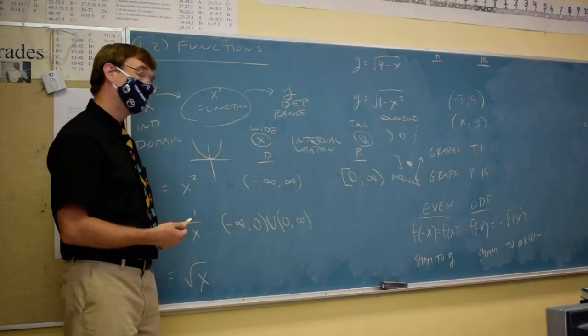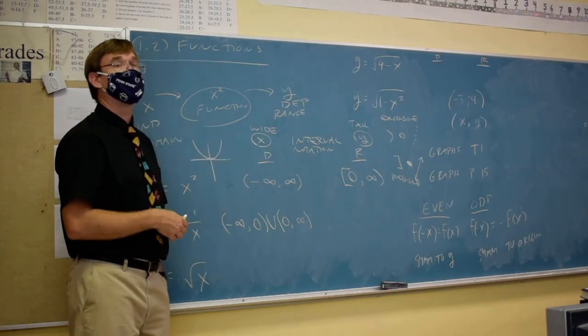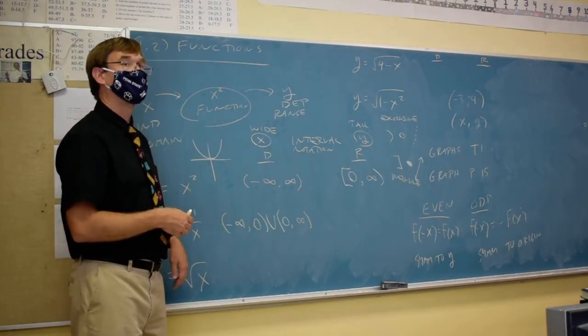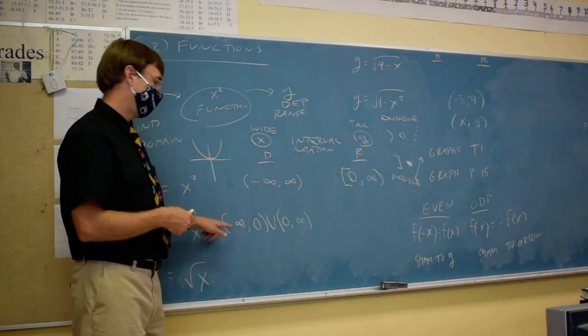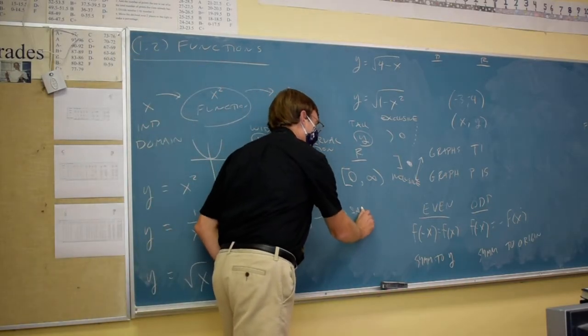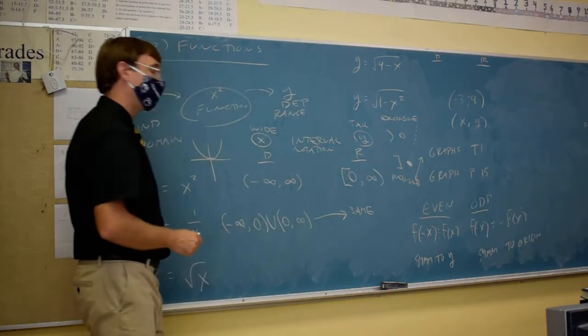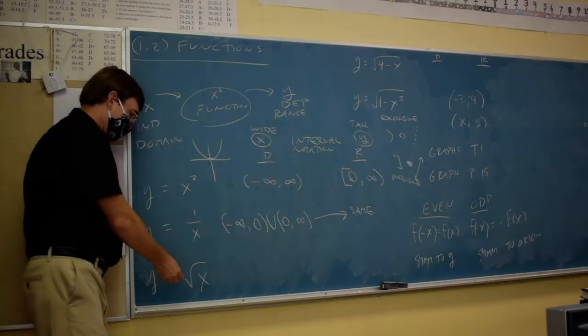Parentheses, 0, comma, infinity. Okay, that would get us all the positives. We could get negatives too. Parentheses, 0, comma, negative infinity. The quickest way to describe that is the same answer we just did. So sometimes they're the same.